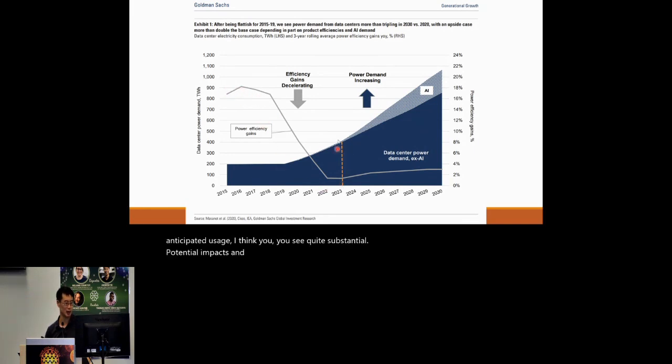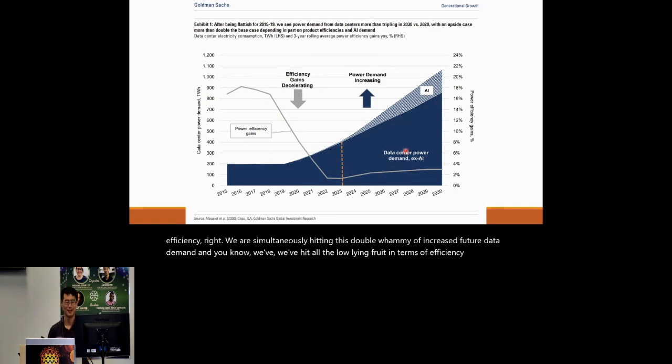And so this is roughly today. What this report from Goldman Sachs shows is that data center demand for many years was essentially flat usage with high gains in energy efficiency, so anything above the baseline is gains in energy efficiency. We are simultaneously hitting this double whammy of increased future data demand, and we've hit all the low-hanging fruit in terms of efficiency gains. We can argue about that, but again, the demands associated with AI only add to that.